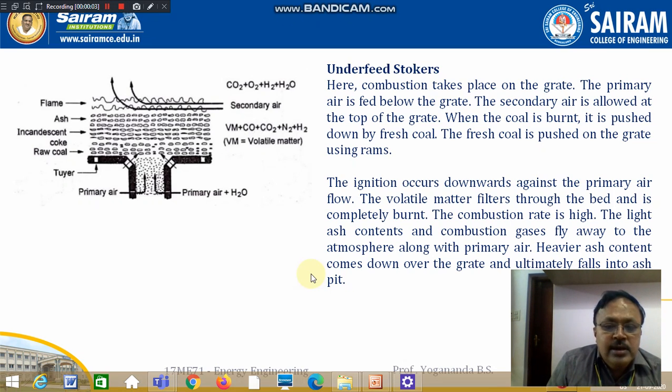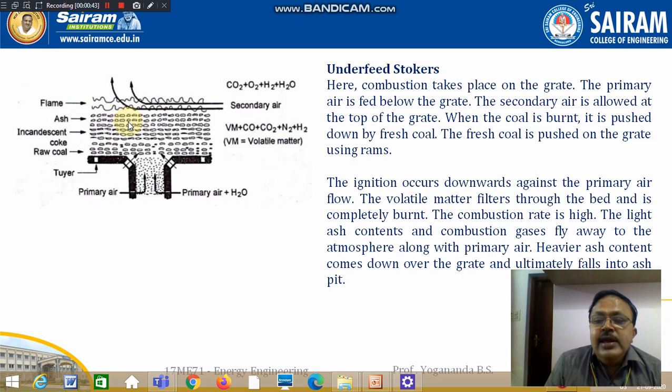We are discussing underfeed stokers. The name itself says that the coal is fed from the bottom, so that's why it is called an underfeed stoker. So here, the structure of the underfeed stoker is just the reverse of overfeed stokers. In overfeed stoker, we have the raw coal or the fresh coal on the top, whereas here the raw coal or the fresh coal is at the bottom, and in the overfeed stoker the ash bed is at the bottom, whereas in underfeed, the ash bed is at the top.